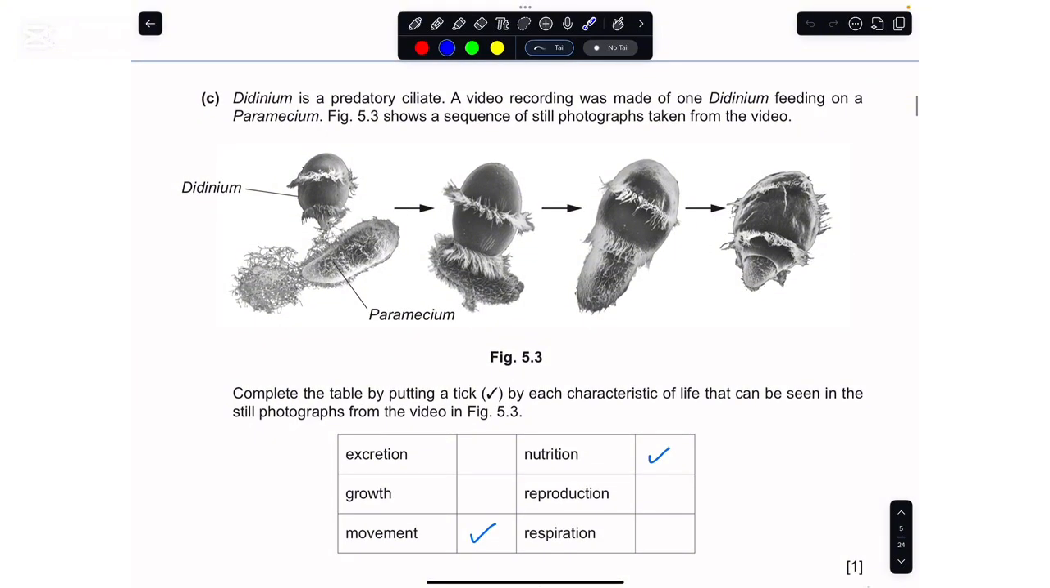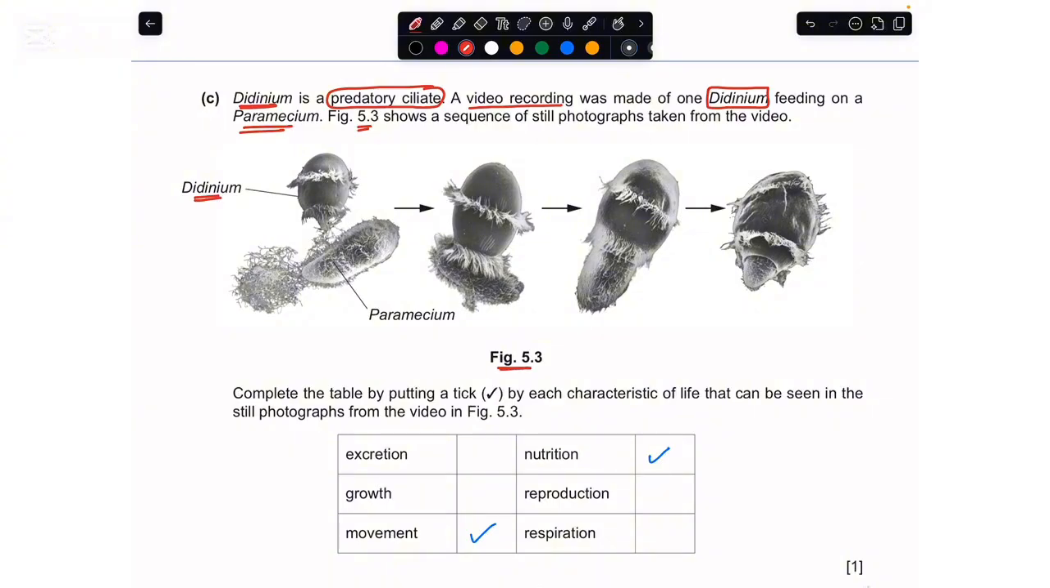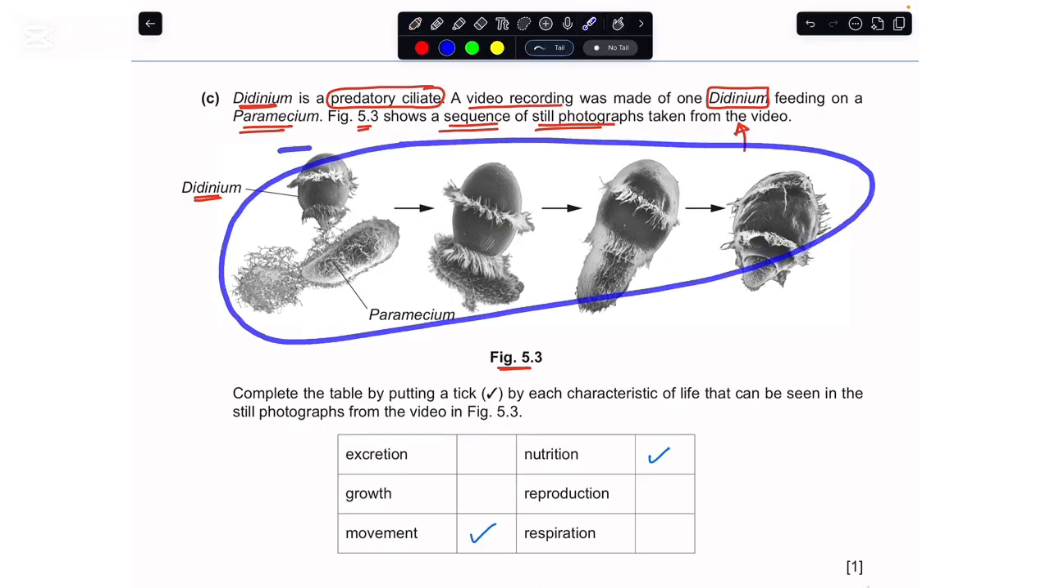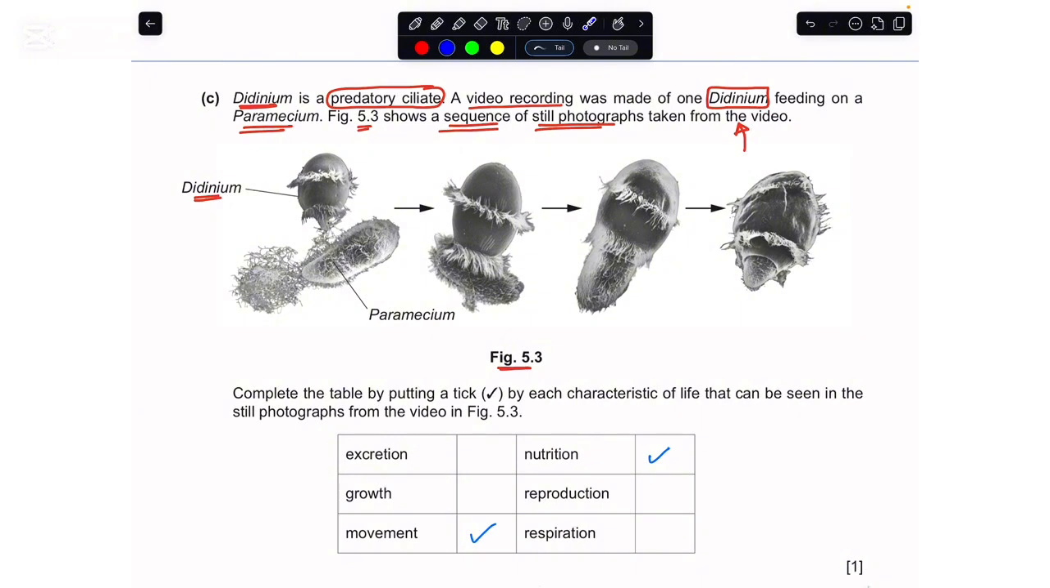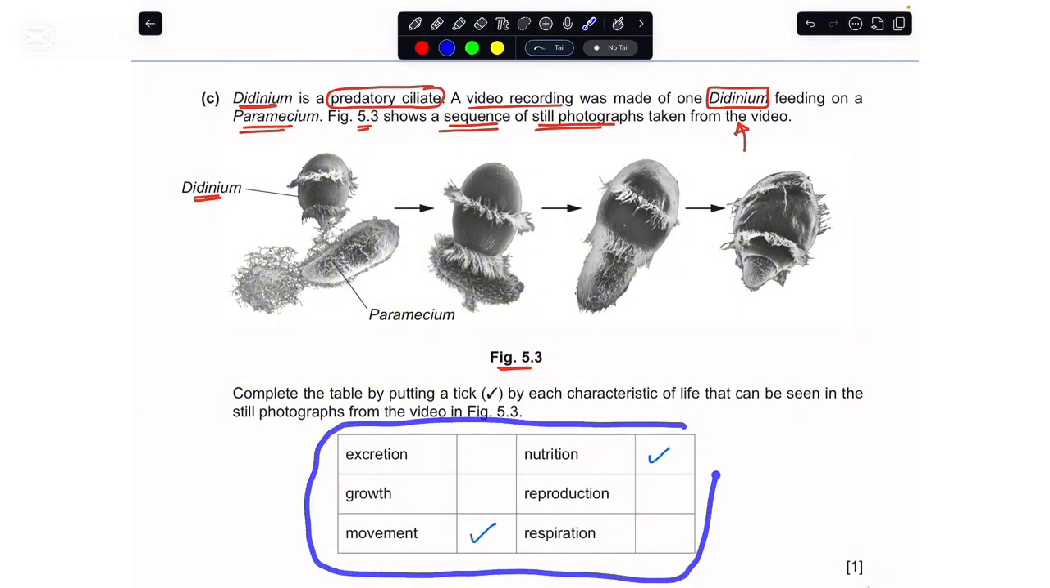And now here they have given you just one mark, and they say that Didinium, which they have shown above as well, is a predatory ciliate, and they have come across a video recording, and in that video recording they try to see how the Didinium appears when it is feeding on a paramecium. And ultimately in this figure 5.3, which they have given at the bottom, they show you the sequence of still photographs which they have taken from the video. So they actually captured all of this in a video and they have taken the still photographs and they would like you to identify the basic characteristics that you could see here.